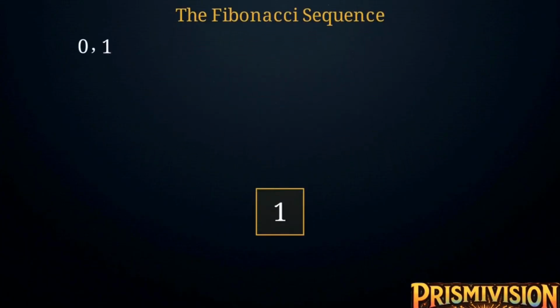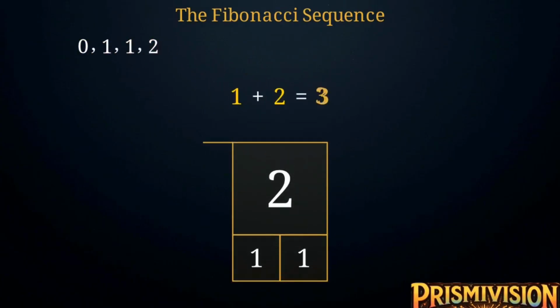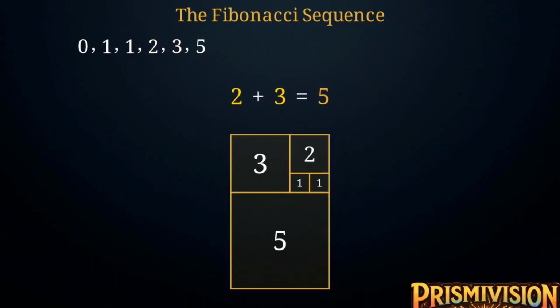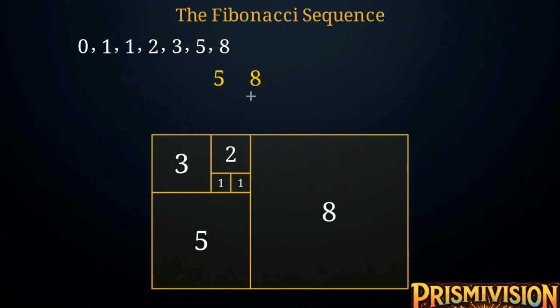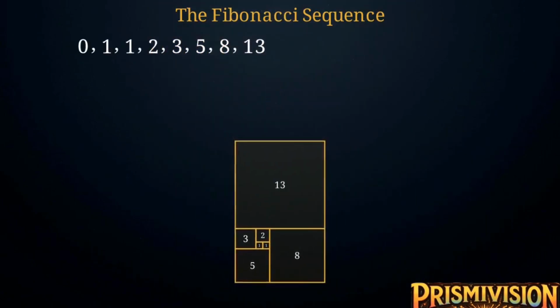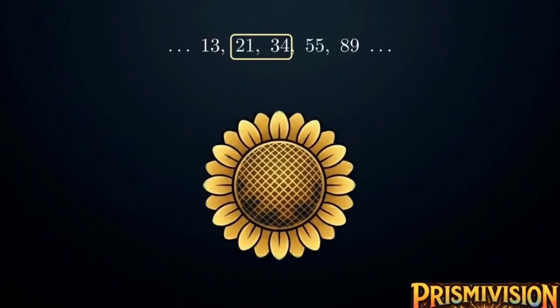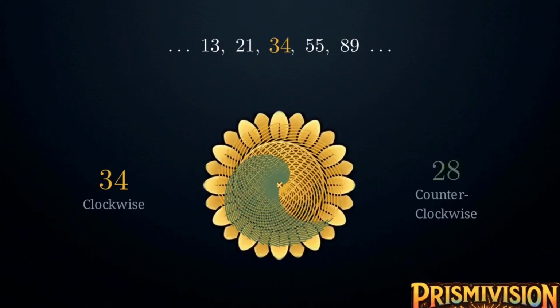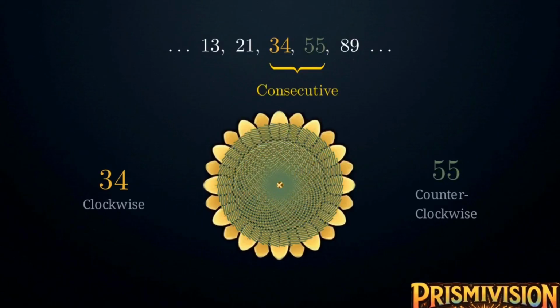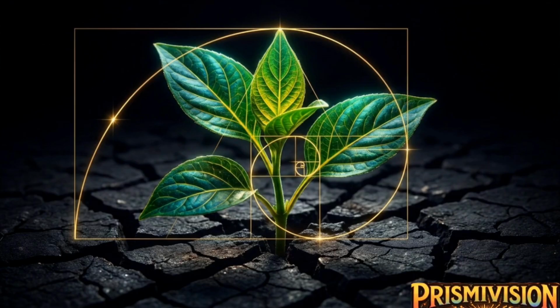It starts with 0 and 1, and every number that follows is simply the sum of the two before it. 1, 2, 3, 5, 8, 13, and on into infinity. If you sit down and actually count the spirals winding clockwise and the ones winding counterclockwise on a sunflower head, you will almost always find two consecutive numbers from that exact sequence, like 34 in one direction and 55 in the other. This geometry is doing real work.